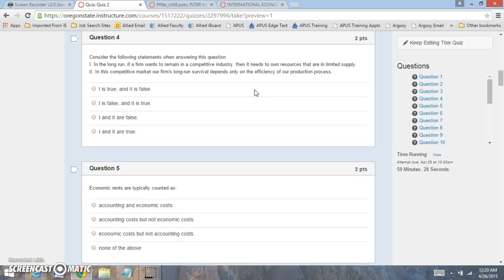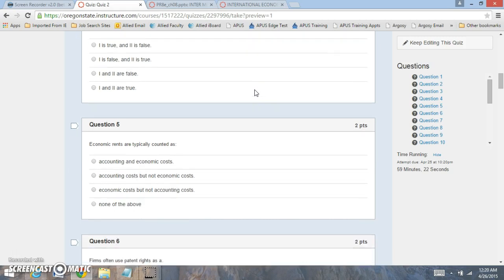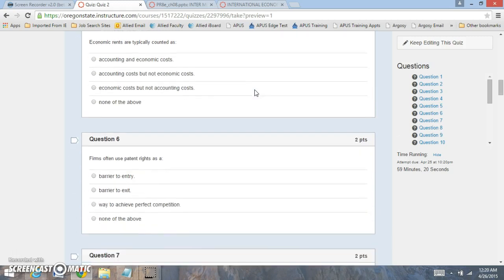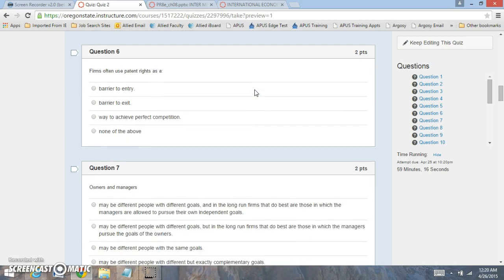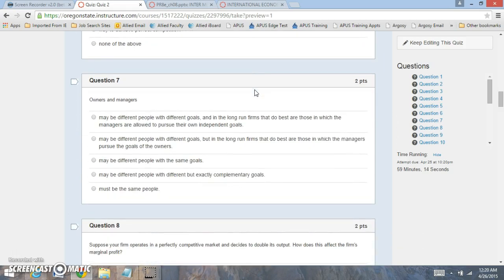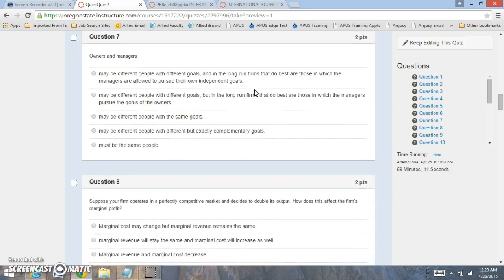Economic rents, are they counted toward economic cost or accounting cost? Question 6. Firms often use patents. Why do they use a patent? Owners and managers, what is the conflict between those two roles?